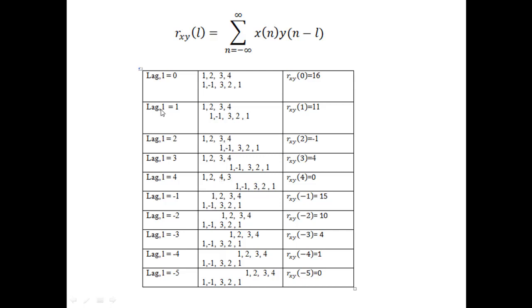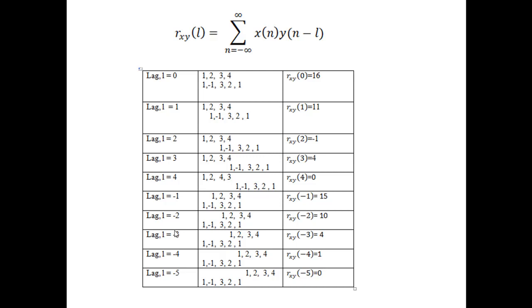Let's say when lag L is equal to 1, what do I get as Rxy of 1? It is summation n varying from minus infinity to infinity x of n y of n minus 1. When I say y of n minus 1, what do you mean by that? Y of n shifted right one time. So this sequence is shifted right one time, and once it is shifted, again I have to take the sum of products. So 1 into 0 plus 2 into 1 plus 3 into minus 1 plus 4 into 3 plus 2 into 0 plus 1 into 0, which we end up with 11. And this has to be continued.